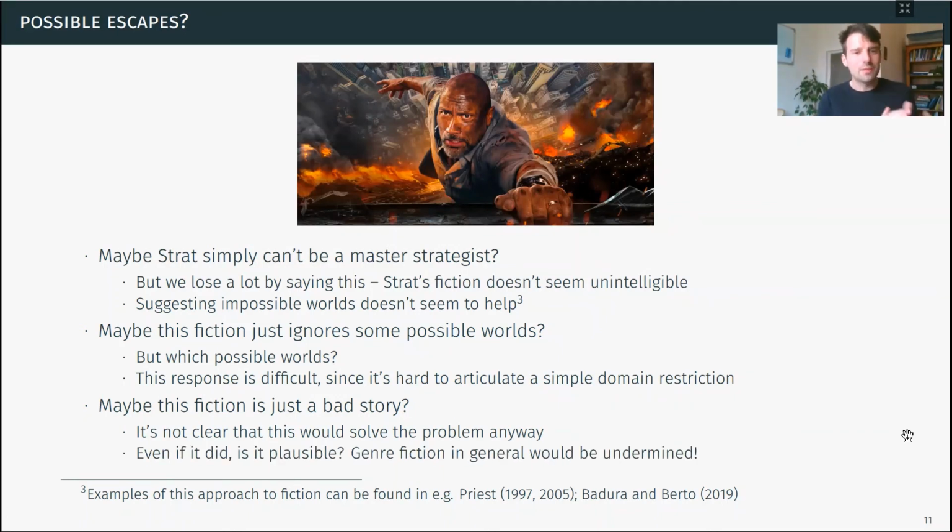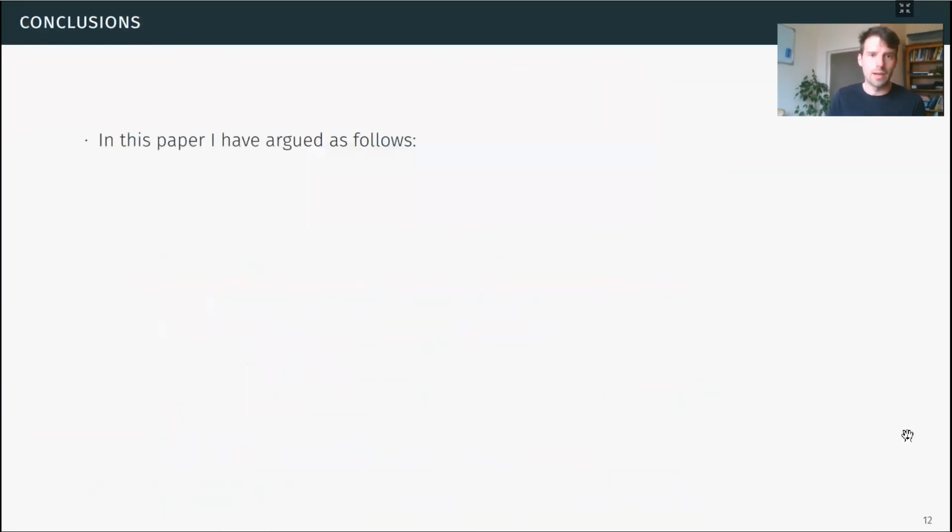But even if this were to solve the problem, I don't think it's particularly plausible, because again, it would seem to rule out a whole range of different fictions. It would suggest that a whole range of different fictions are failures when they aren't obviously failures. Genre fiction, as a rule, it looks, would be quite seriously undermined. So I don't think any of these responses help us to resolve the problem. And so we're left wondering how we make sense of it if we have a possible worlds kind of account of fiction. Now, I'm just going to wrap up.